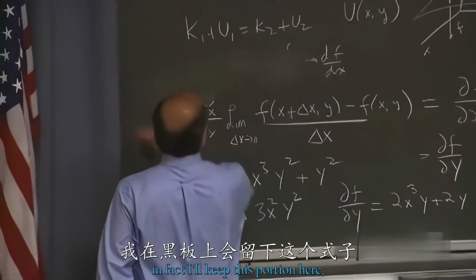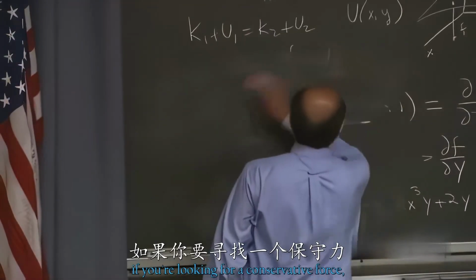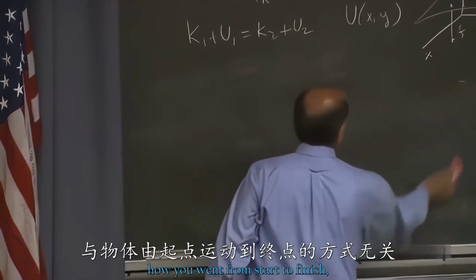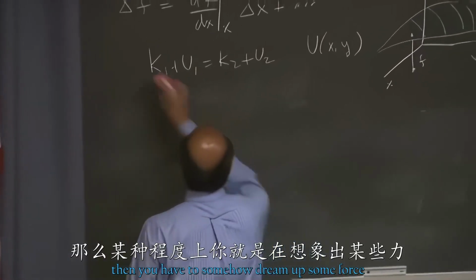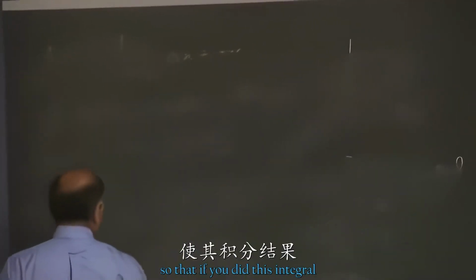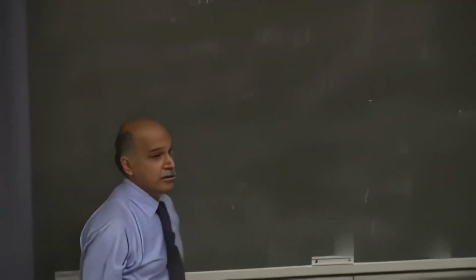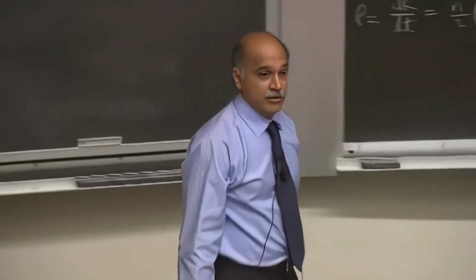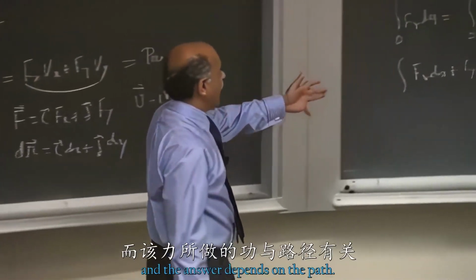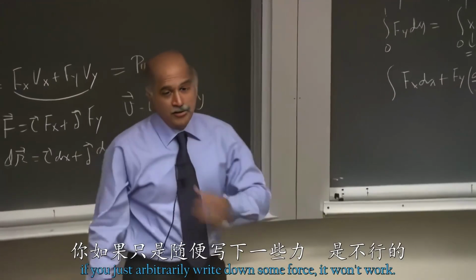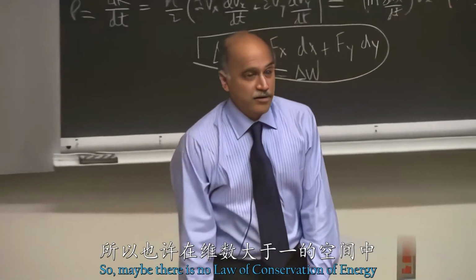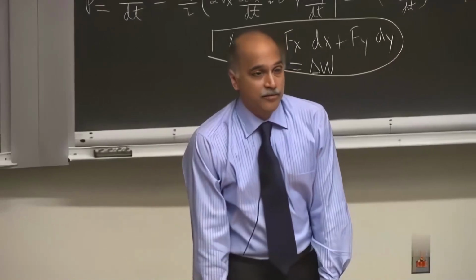So what we have learned is, if you're looking for a conservative force, a force whose answer does not depend on how you went from start to finish, then you have to somehow dream up some force so that if you did this integral, the answer does not depend on the path. That looks really miraculous because we just wrote down an arbitrary force that we all cooked up together with these exponents, and the answer depends on the path. I guarantee you, if you just arbitrarily write down some force, it won't work. So maybe there is no law of conservation of energy in more than one dimension.